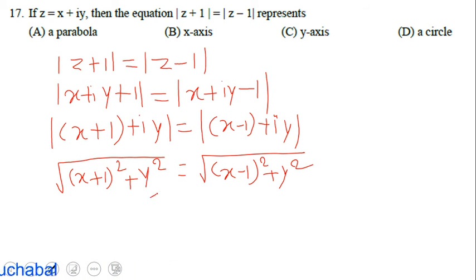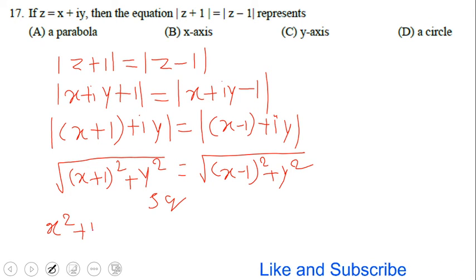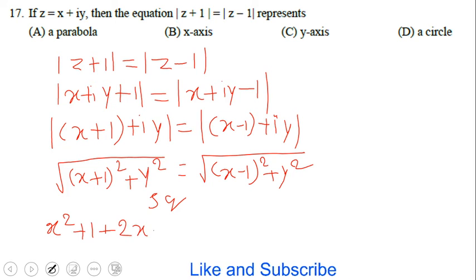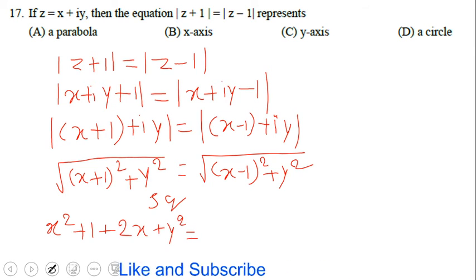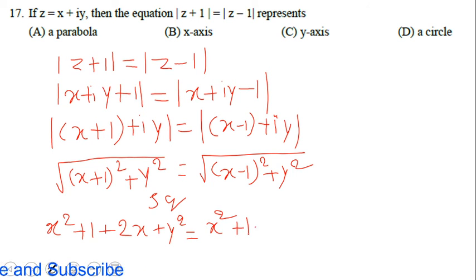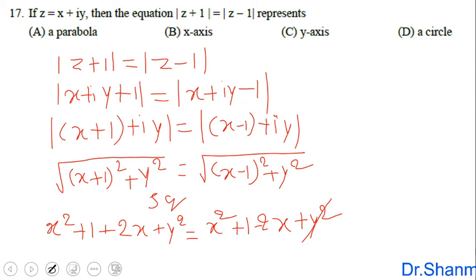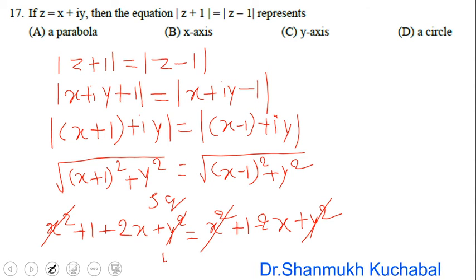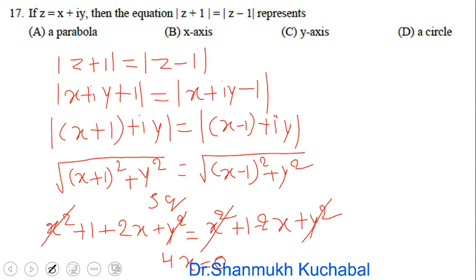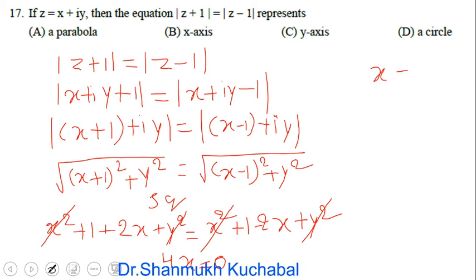Further, we have to do squaring on both sides. The square root gets cancelled. Then we expand the x plus 1 whole square. So we get x square plus 1 plus 2x plus y square. And the RHS simplification, using a square plus b square minus 2ab, is x square plus 1 minus 2x plus y square. So y square and x square get cancelled. We get 4x equal to 0. Transporting 4 to the RHS, we get x equal to 0.